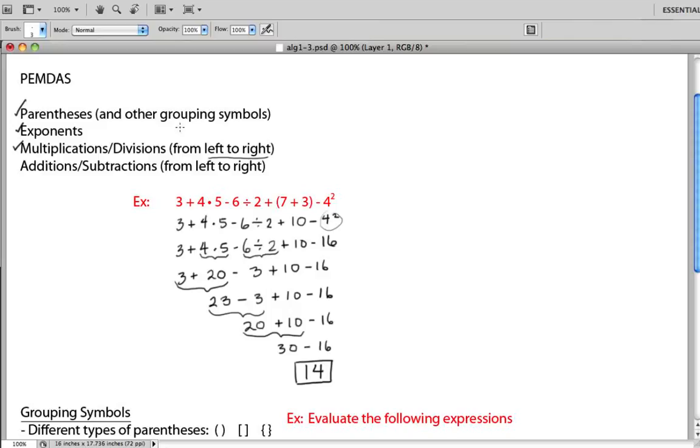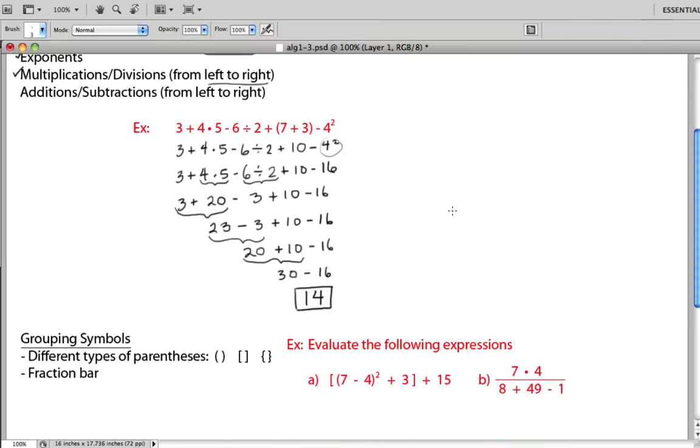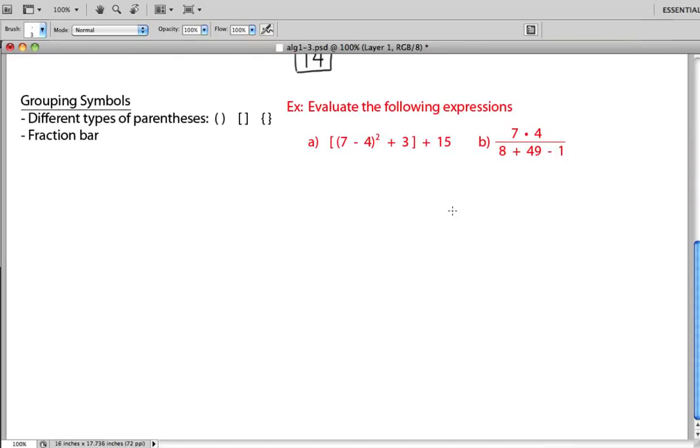Now you'll notice up here that I had mentioned grouping symbols, so I'd like to discuss that next. Now we've already looked at parentheses as one type of grouping symbol. The other one is fraction bars. We'll discuss that in a second. Parentheses come in 3 different forms, sometimes as these brackets or these brackets. Regardless of what you're looking at, you always calculate the set of parentheses that is innermost.